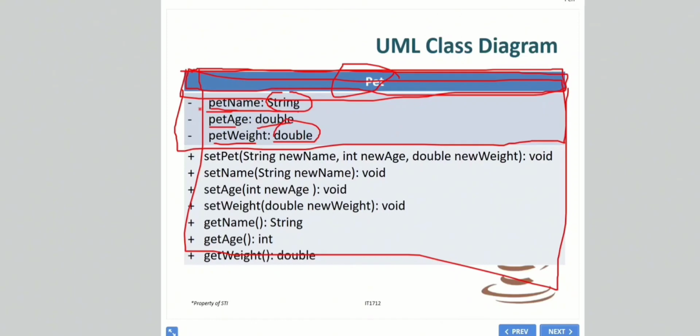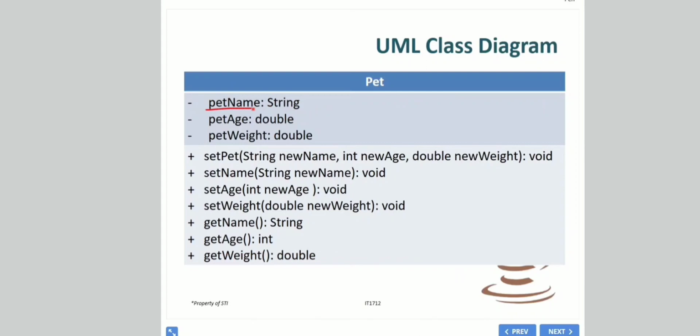Now, if you have observed, we have a dash symbol or negative sign, which represents a private modifier. Therefore, String petName is declared as private String petName, private double petAge. Otherwise, it becomes a positive sign or plus sign, so that will be public double petWeight.